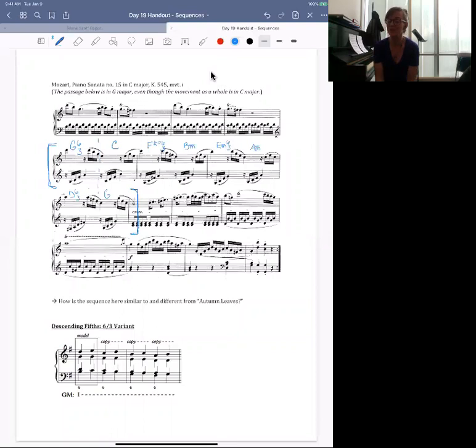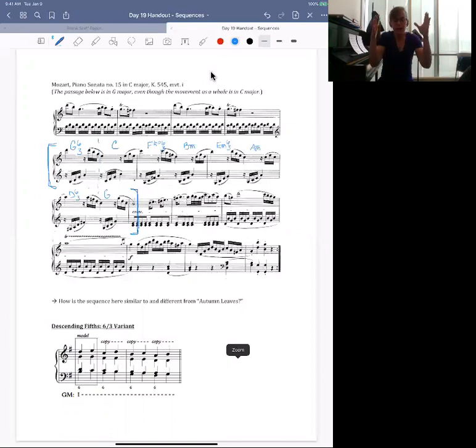Okay, so if you take a look at what I've annotated on the score in front of you, hopefully we have the same thing. The first thing that jumps out at me, if I was just to look at this, is that we have a very clear alternation of first inversion triads and root position triads. Starting with a first inversion, moving to a root position.